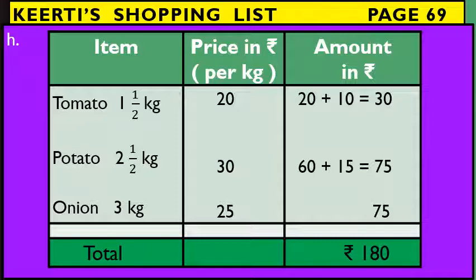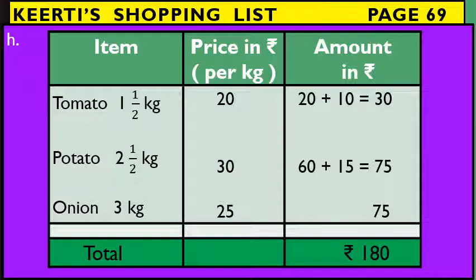Now make a bill of your own for vegetables you want to buy. Find the total money you will have to pay. The given figure shows the bill.